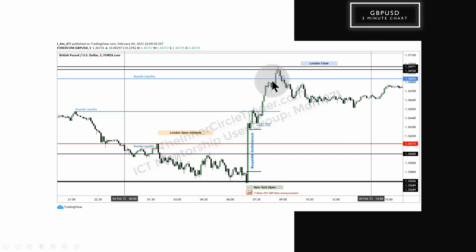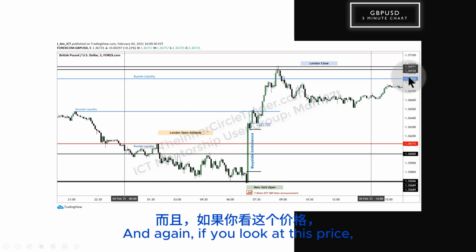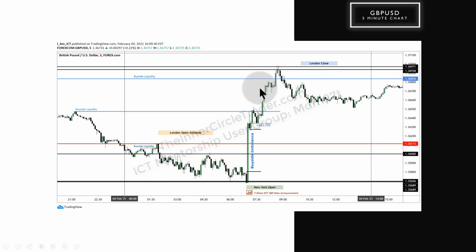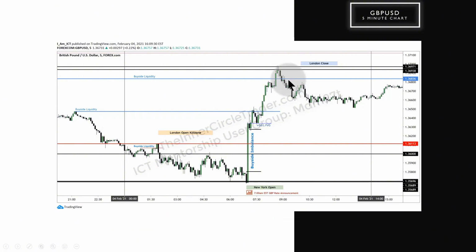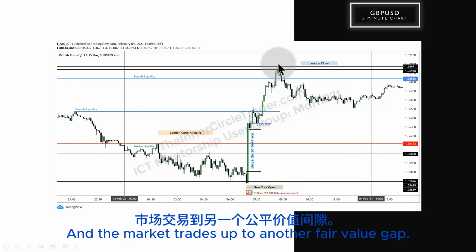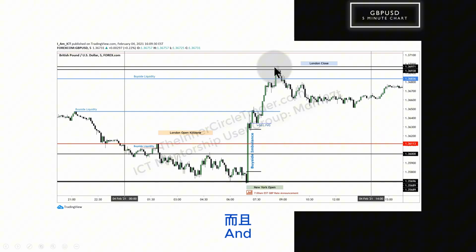Then the market runs, consolidates, runs another level of buy side liquidity, which is further back. And again, if you look at this price, look at your 15 minute and 1 hour chart, and you'll see that price is an old high. And the market trades up to another fair value gap. And again, I'll show you that one as well in the weekend edition commentary.